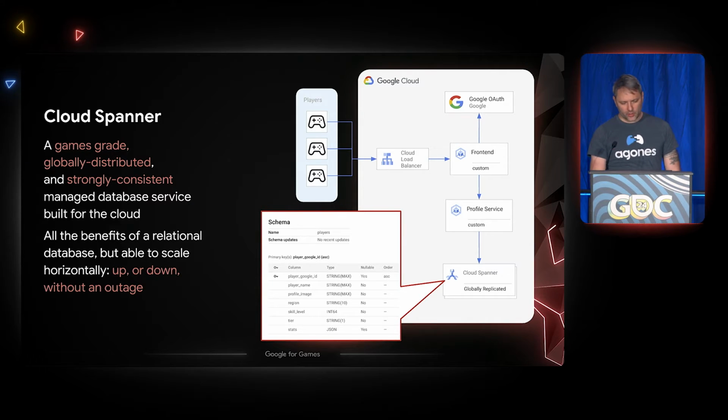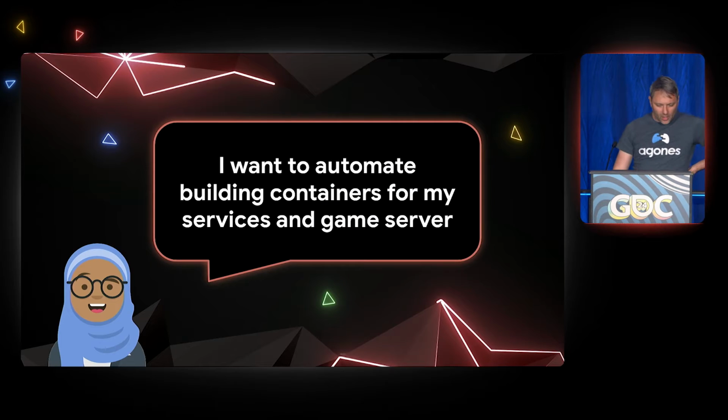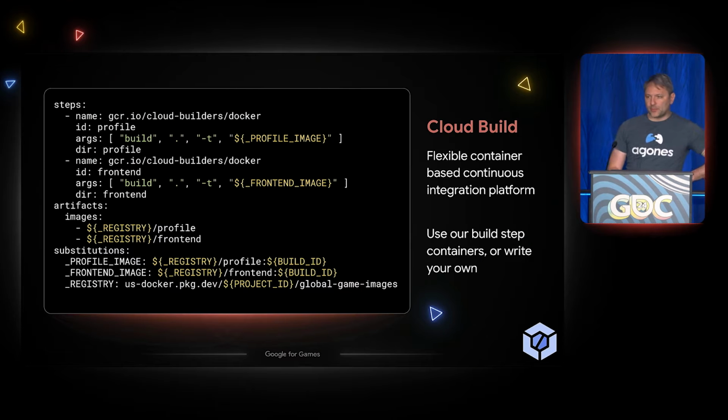Okay, so we have some code. We've decided on our storage layer for our data. Let's do some continuous integration. I need to automate building containers, right? We're Google Cloud. We do containers. That is the thing we do. I need to automate building that for both my game services, but also for our game server. That would be cool as well. So we have this wonderful thing called Cloud Build. Cloud Build is our continuous integration platform.